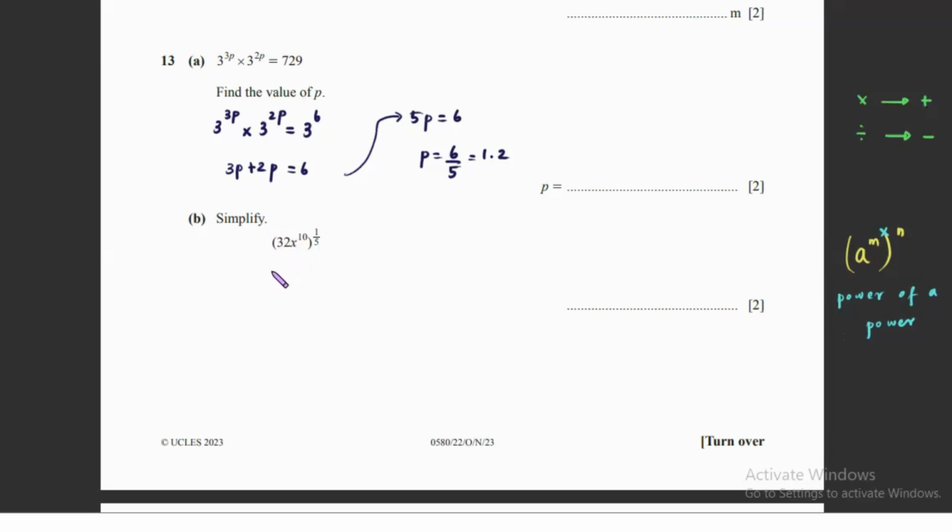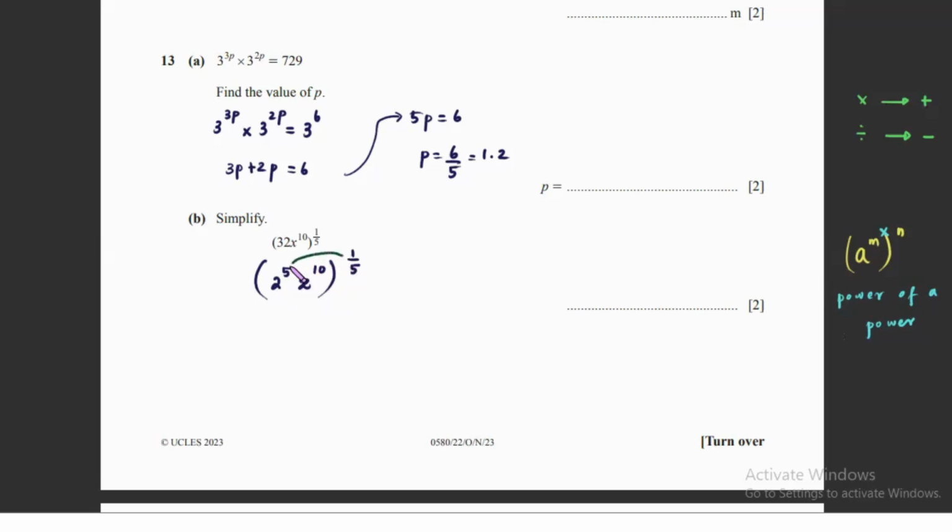So I can write this 32 as 2 to the power 5. I have x to the power 10 and this entire thing to the power 5. This power 5 belongs to the terms that are inside the brackets.